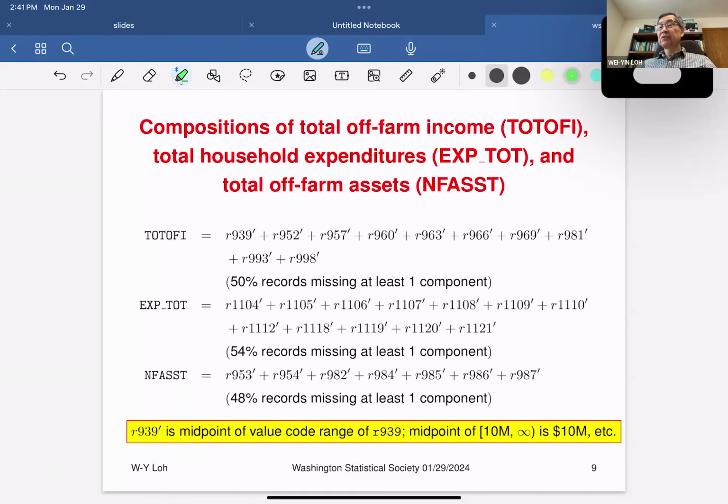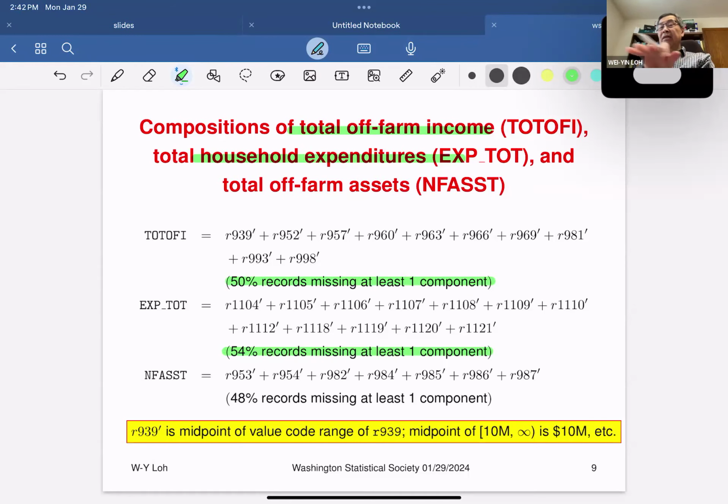So here are the compositions of those 3 variables, the totals. The first one is total off-farm income, and it's made up of, I think, 10 components, but 50% of the data are missing this because of one or more missing components. Total household expenditures, the next one, has 54% missing because of one or more missing components. And then the last one is total off-farm assets, NFASST, and 48% of them are missing. So these are the things that are imputed by ERS. And I highlighted it in yellow at the bottom.